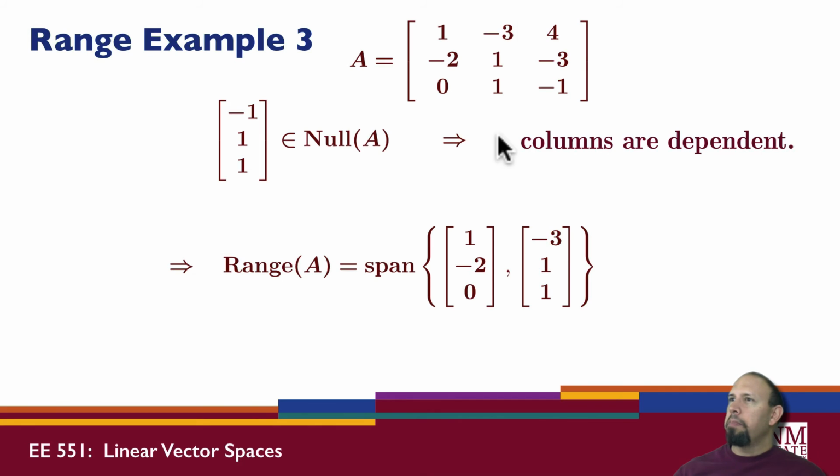So these two columns are independent, and so the range is the span of those two columns. Notice that this column and this column are also independent. I could use this column and that column instead, but I only need two columns to define the range.